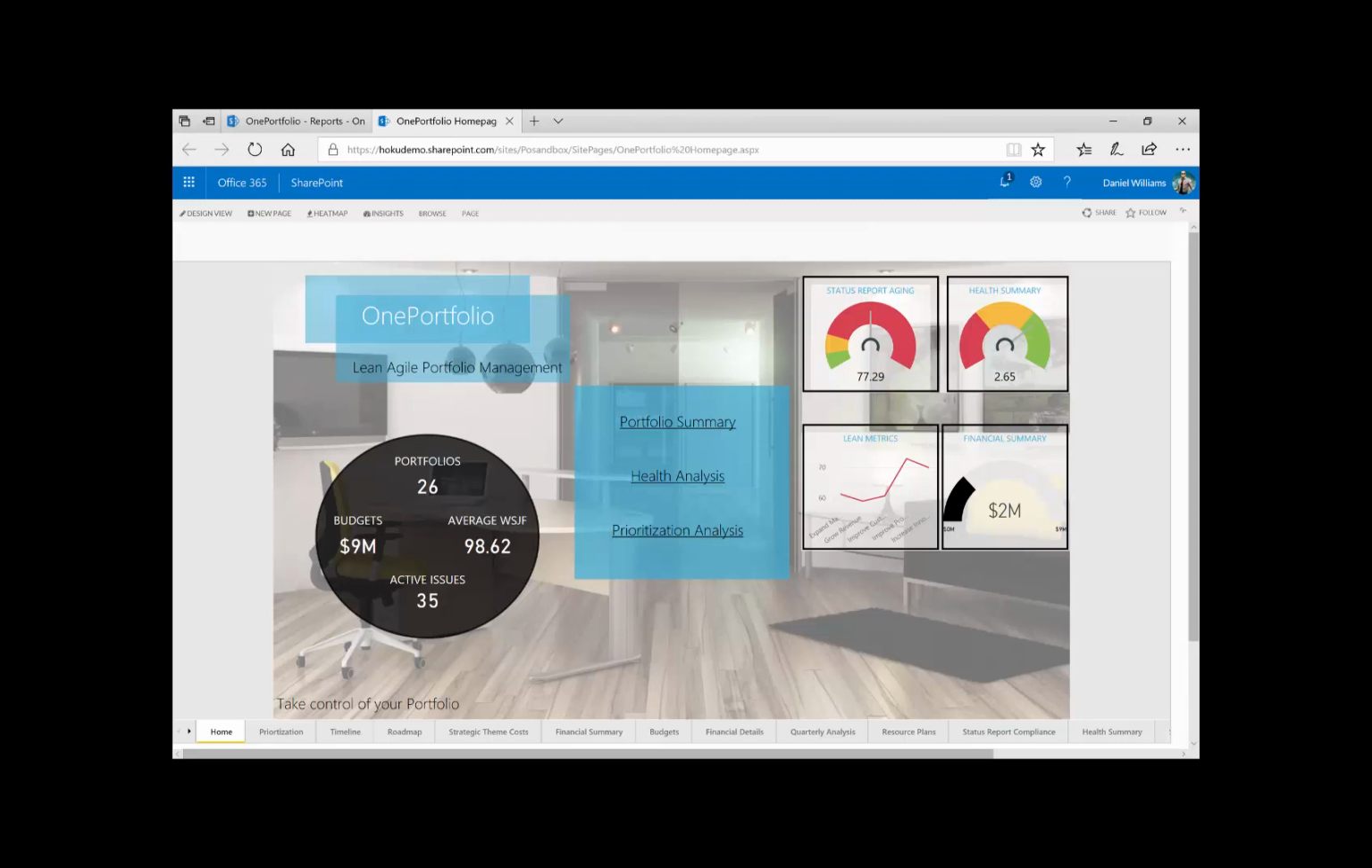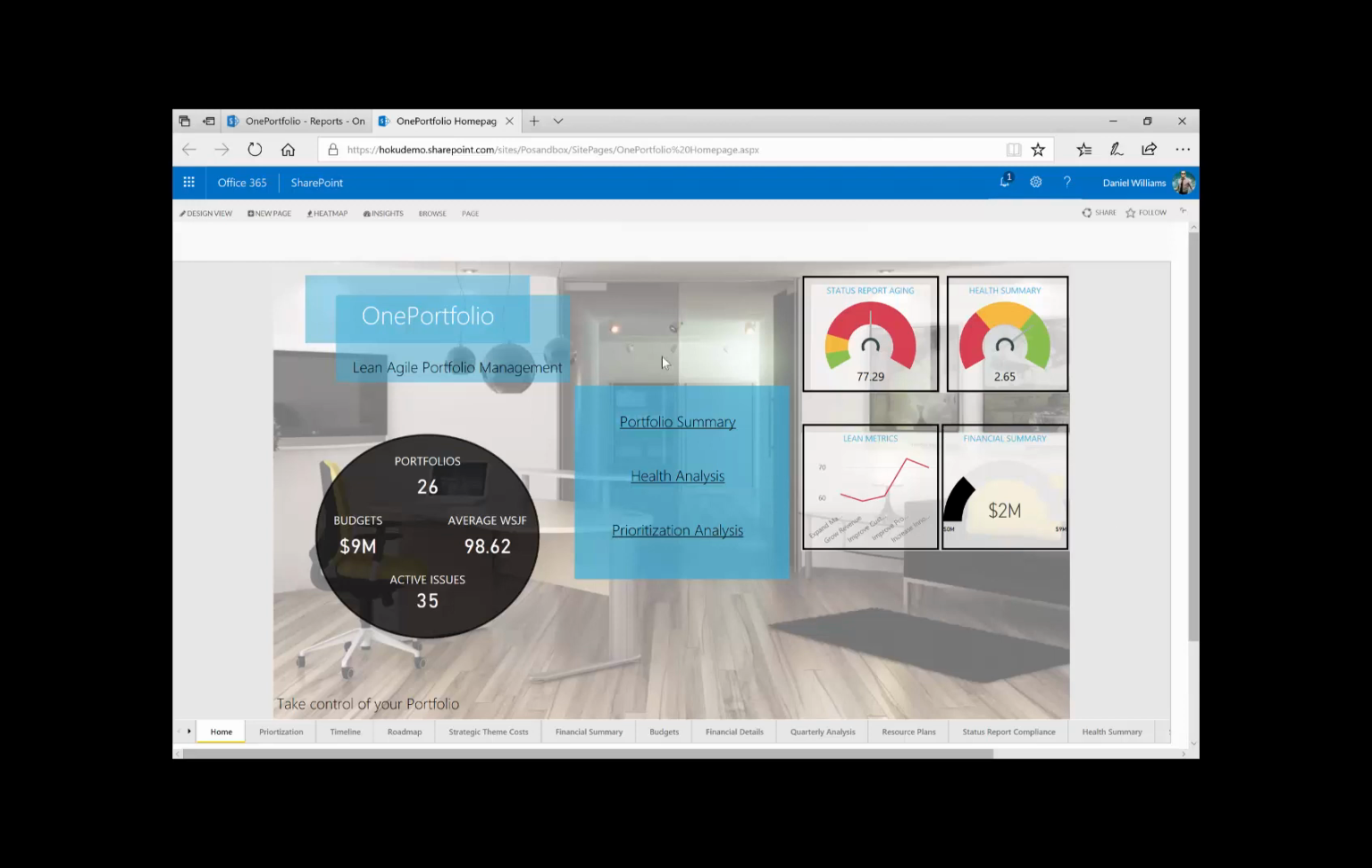Welcome to Wickersoft's OnePortfolio, a more lean and agile portfolio management solution. It's designed to help organizations manage a complete portfolio of projects, initiatives, and investments. OnePortfolio will also address the needs to manage a variety of project types that are executed using different approaches, methodologies, and tools. It does all this with an easy-to-use, streamlined, and modern user interface.